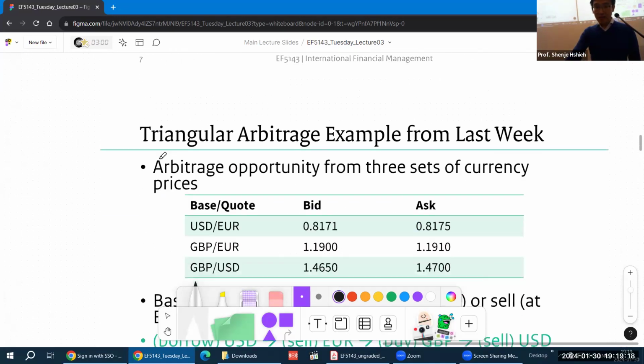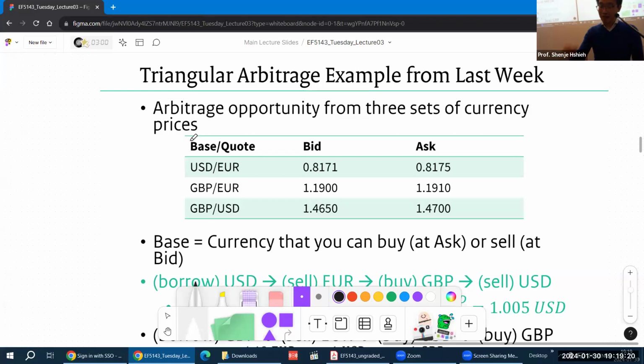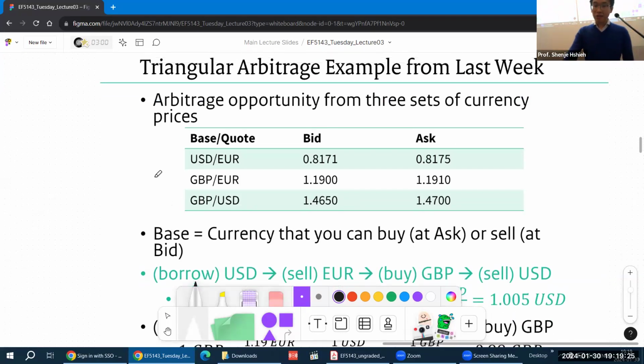All right, so I just basically copied and pasted the slide from last week here, and I'm going to try to explain my approach. Whenever I see a table like this, I will usually just look at the two base currencies that are shown in this table, right?